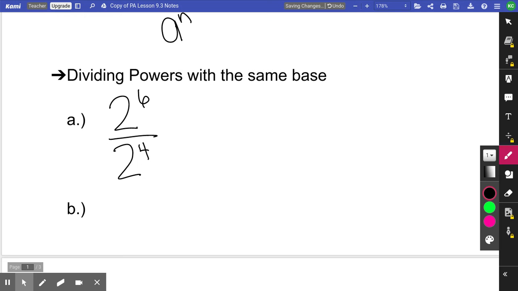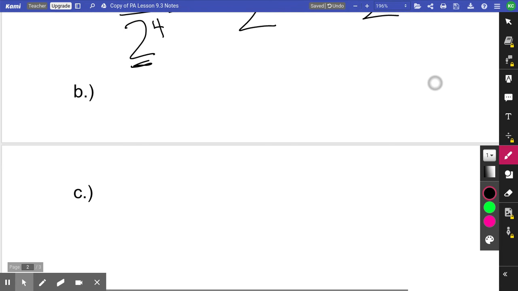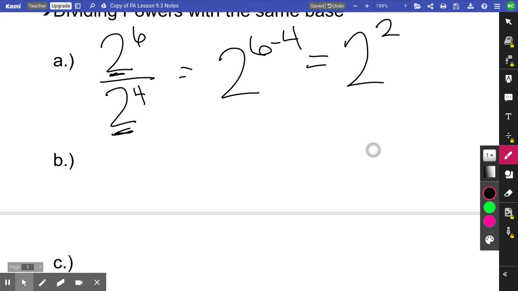My bases are the same. I have a 2 for both of my bases. So if my bases are the same, that means I'm going to subtract my exponents. So I'm going to have 6 minus 4. So I'm going to get 2 to the 2nd power.